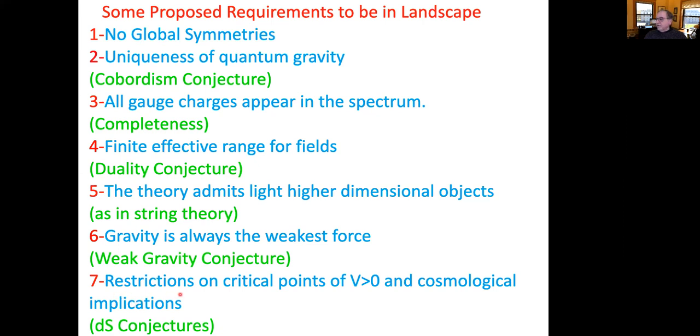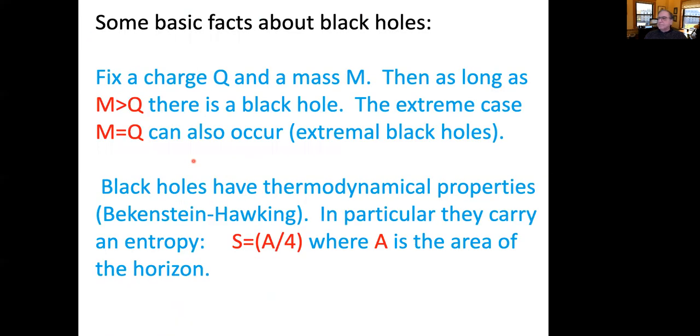And finally, I will talk about restrictions that a consistent quantum theory of gravity seems to place on the structure of the potential, which are positive, and also on its critical points. And this will have some cosmological implications. This is related to the so-called de Sitter conjectures. Before I start describing these criteria, perhaps it's best if I review some basic facts about black holes.